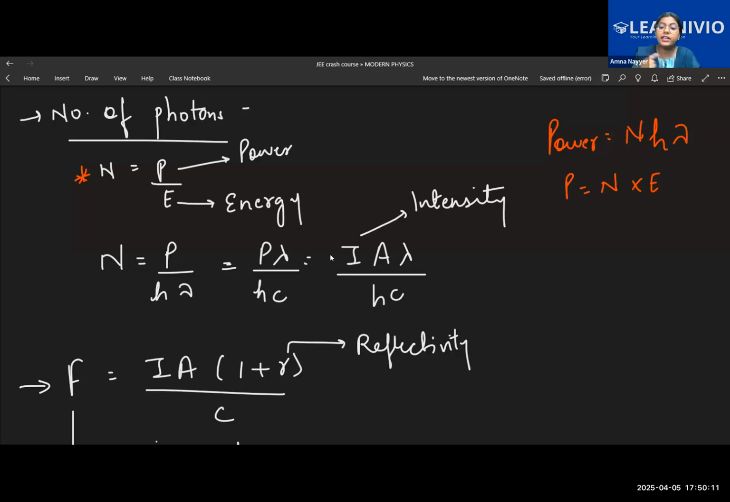In case you have intensity given, if it's a tough question, though this intensity part has not been asked yet, you can use, see, power is intensity. Intensity is power per unit area. If you remember, we have done this. Intensity is power per unit area. So power from here will be intensity multiplied by area. So if a question relates to intensity and you see diameter is given, something like this, if the question is very lengthy, you can apply this formula, I A lambda by h.